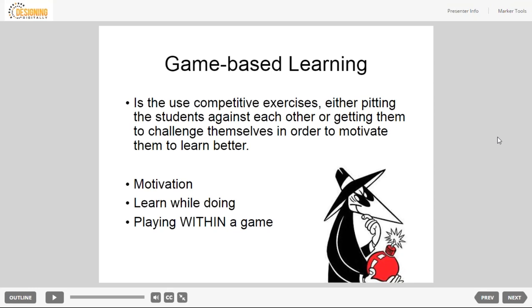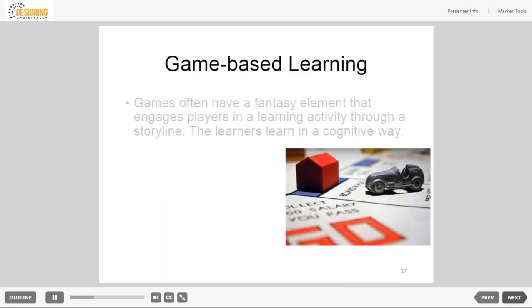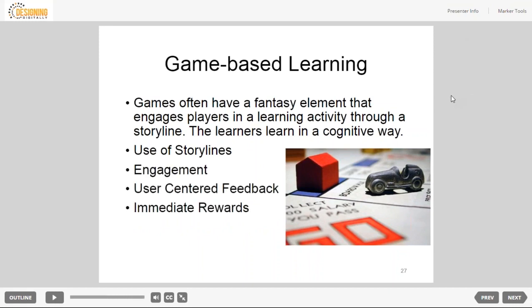Now, let's talk a little bit about game-based learning. What game-based learning is doing is competitive exercises against somebody or within a systematic structure that's already been established to motivate them to learn better, to get better inside of the game. So, for instance, and this is what I love to tell people, games often have a fantasy element, but here's what I can tell you. A great example of game-based learning is this, and I have yet to lose this bet, and there's a lot of people on this desktop share, so hopefully I still don't lose this bet.